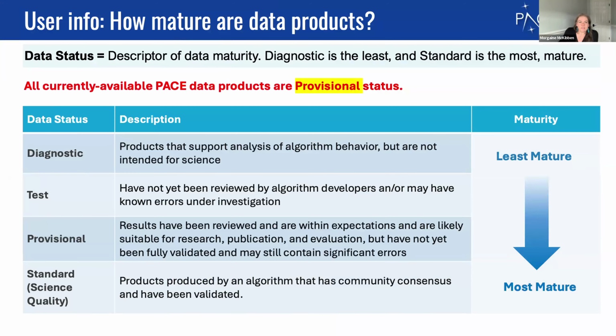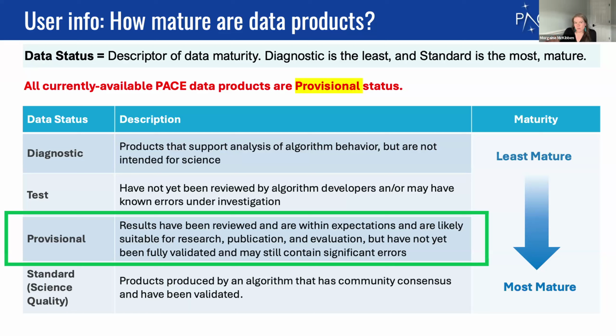These last couple slides are user information for data that we want to make sure you all know. As with any data that you use, you want to know its data status. It's a descriptor of maturity. PACE data across our mission are provisional, which means the results are reviewed.